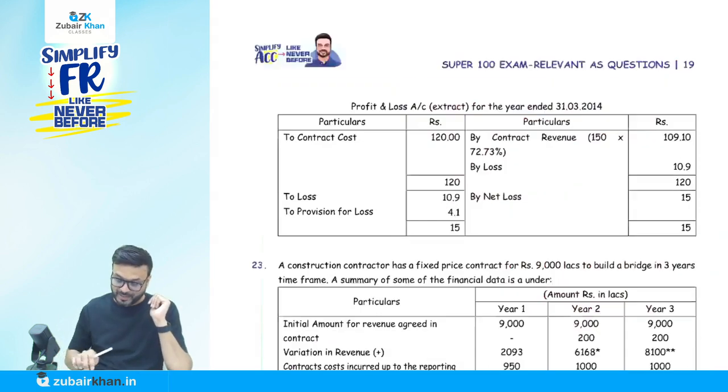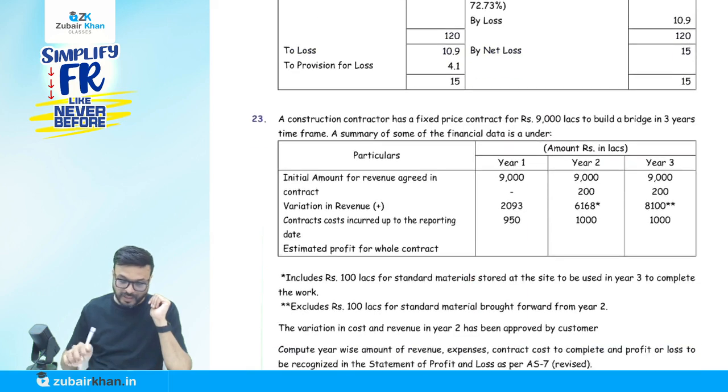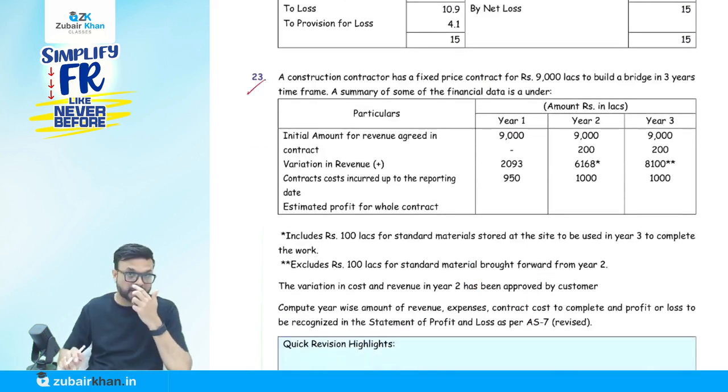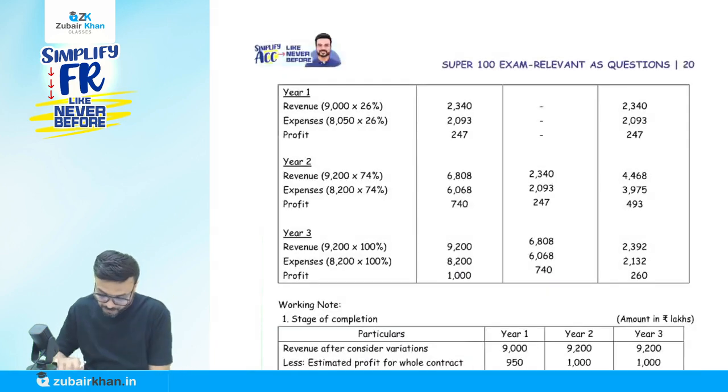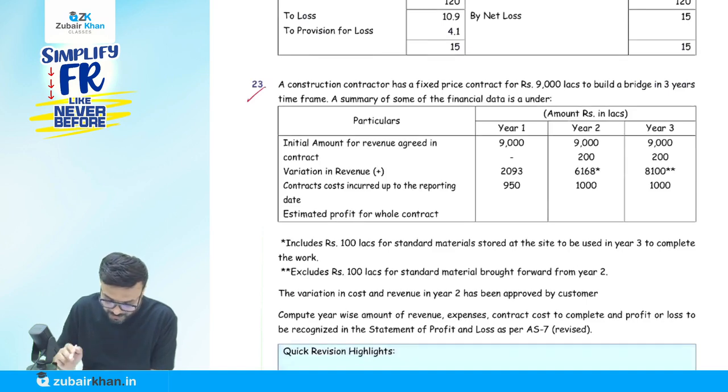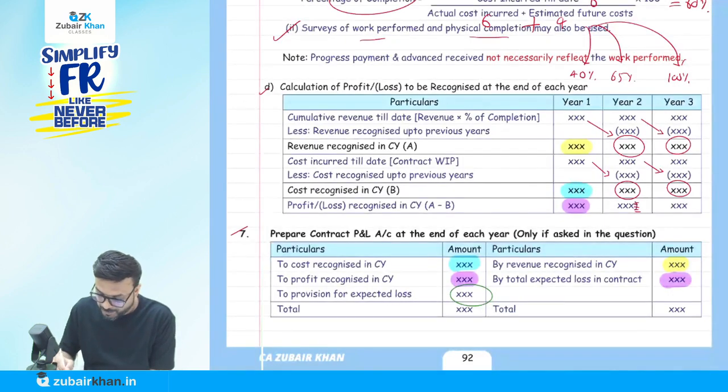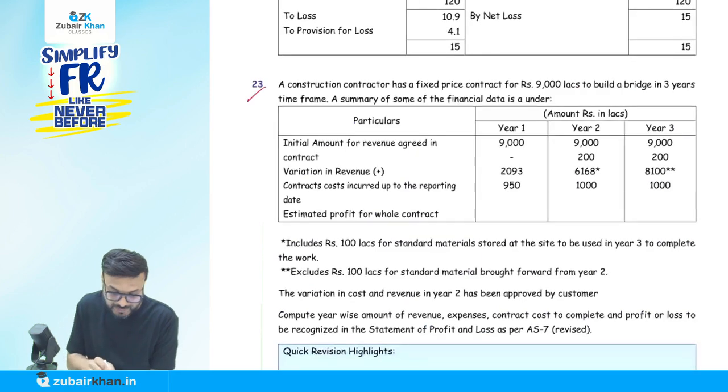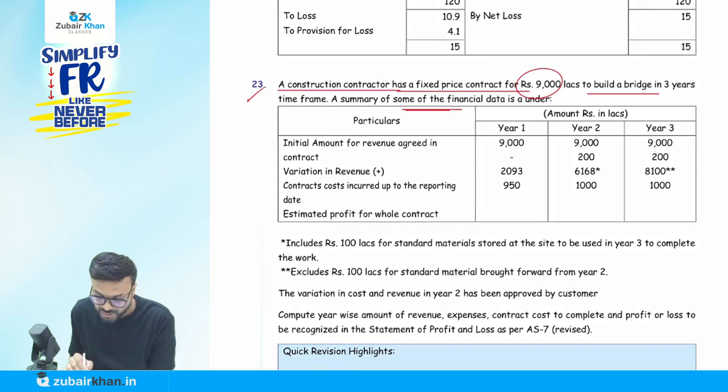Simple. Now I am coming to question number 23. Do you remember this table? I can write it with the figures also. Let me write it down here only, to understand. They say a construction contractor has a fixed price of rupees 9,000 lakh to build a bridge in a 3-year time frame. A summary of the financial data is as under.